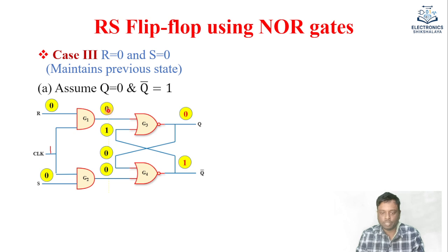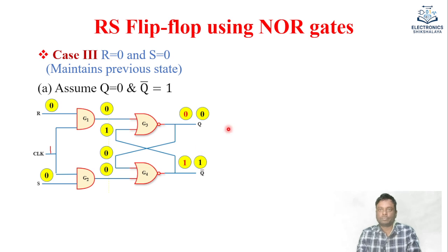The 0 and 1, what will the output? The output will be 0. Similarly, G4 has both inputs 0 and 0, so the output will be equal to 1. So this is our first assumption. You can see whatever we have assumed, the same thing we are getting. So it matches the initial assumption. Let us see our second assumption.